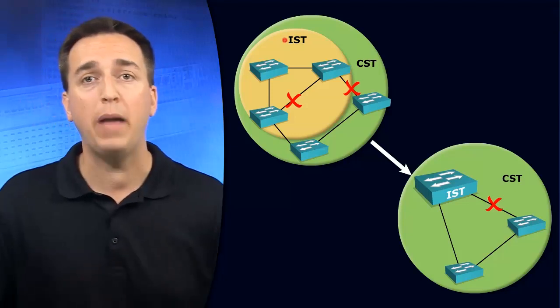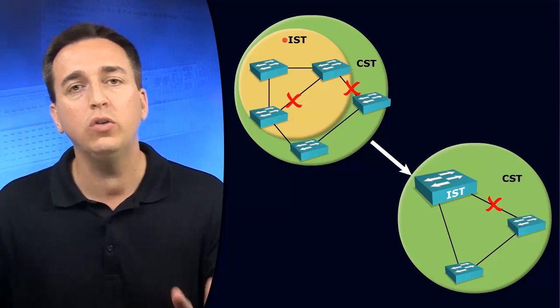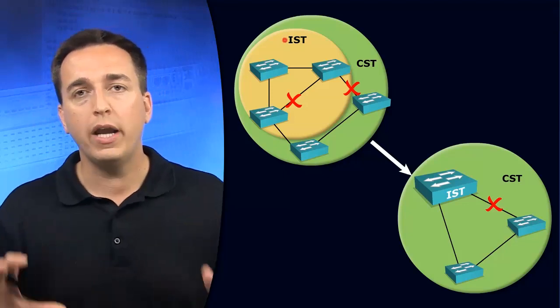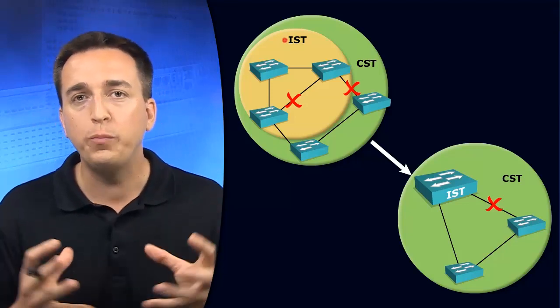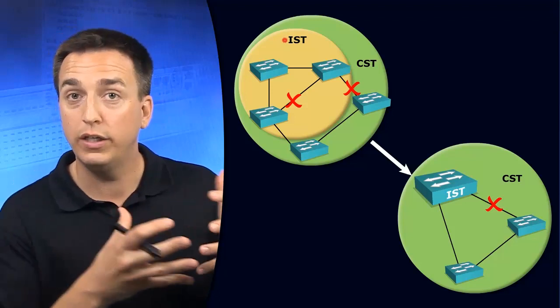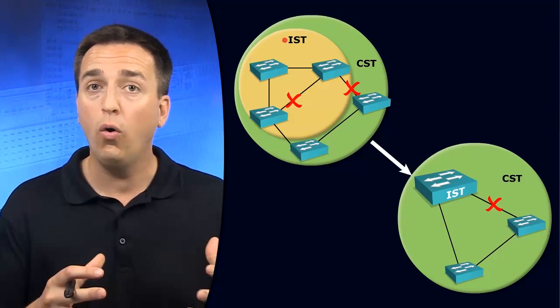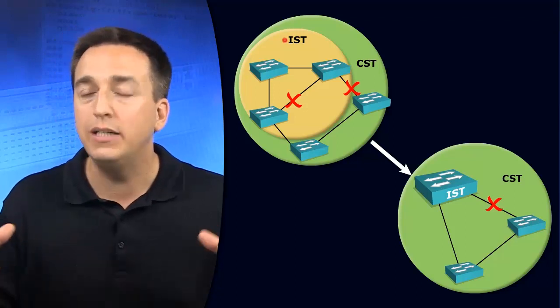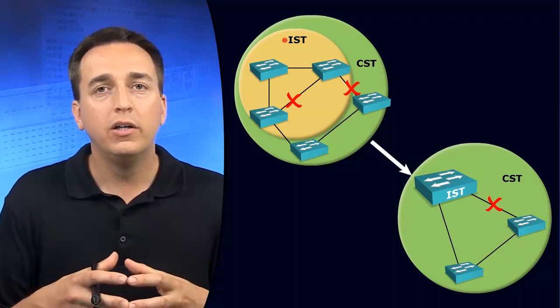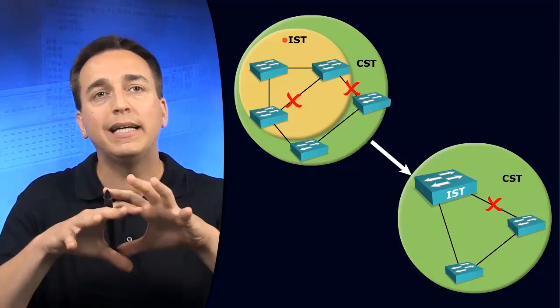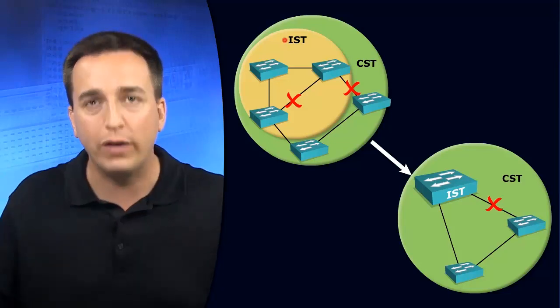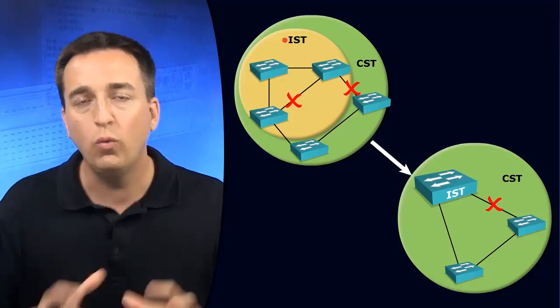Now, what is the CST? It's the common spanning tree. It's what is utilized when we are trying to group together devices that are using MST and devices that are not using MST, or different MST regions together. So the common spanning tree represents everything.